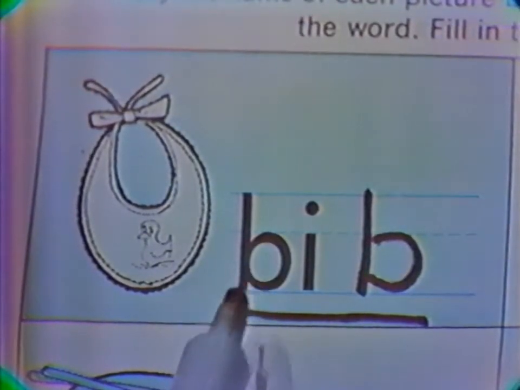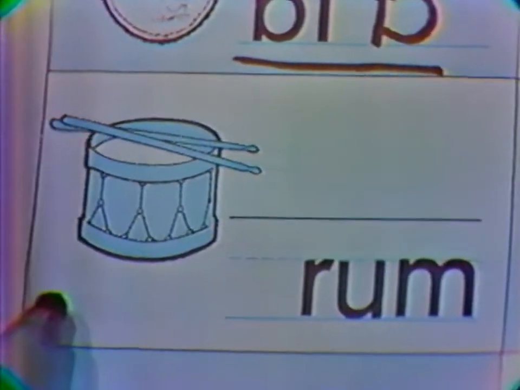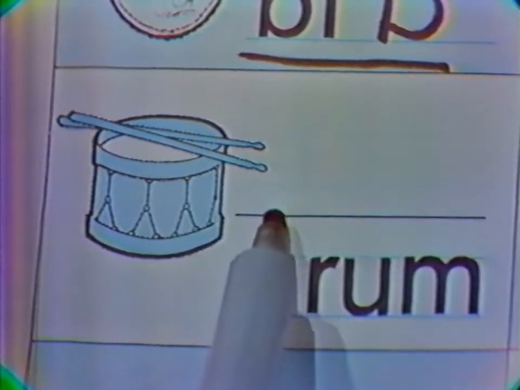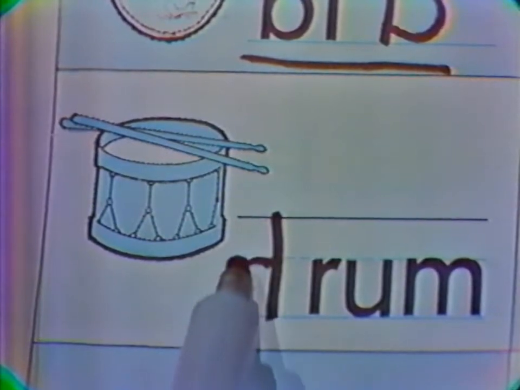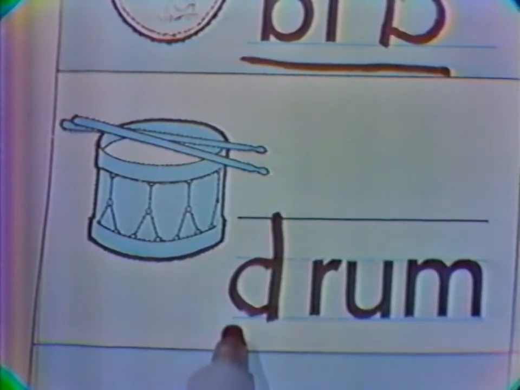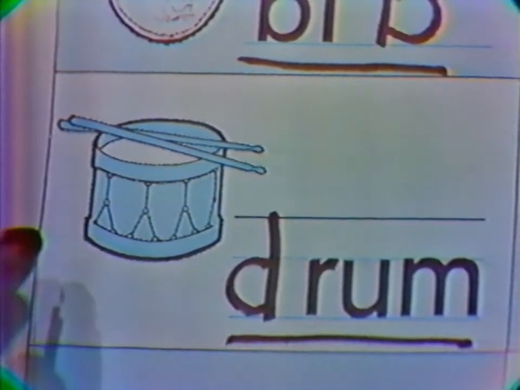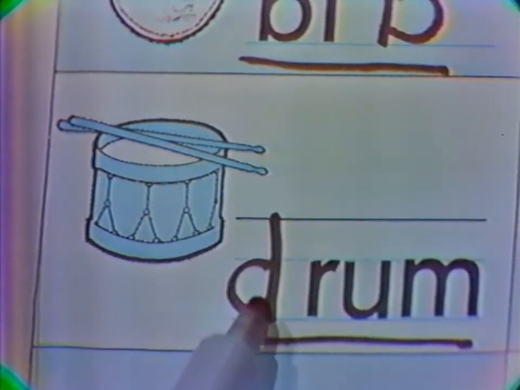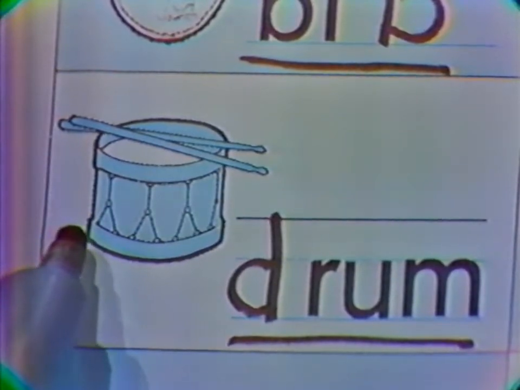What's this? A rum? No, it's a drum. What's missing? Say it and write it. That's right. Small d. D, rum, says drum. All right? Remember the little circle around, and small d goes to the left. Small d, circle left for drum.